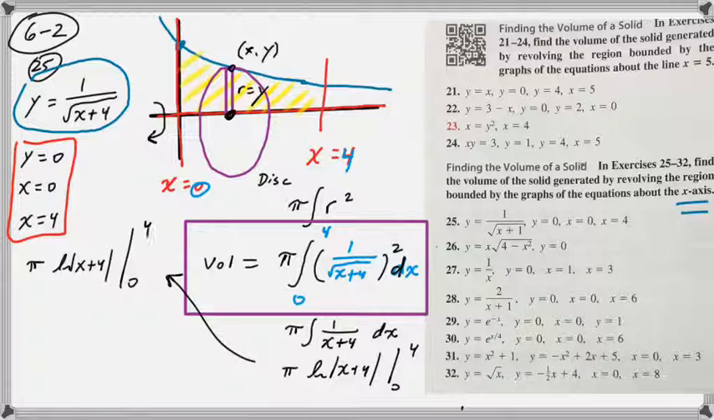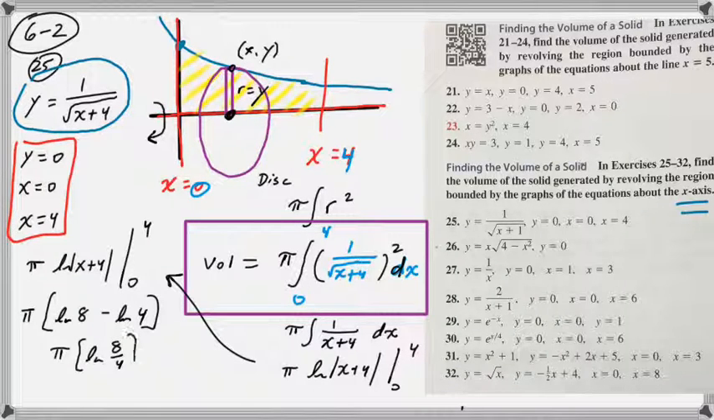If you put in your upper bound, I'd keep the pi out front, would be natural log of 8 minus natural log of 4. Using your properties to simplify this would be natural log of 8 over 4. So the answer in the book for the volume is going to be pi ln 2. So I'll check this answer for number 25, but I'm very confident.